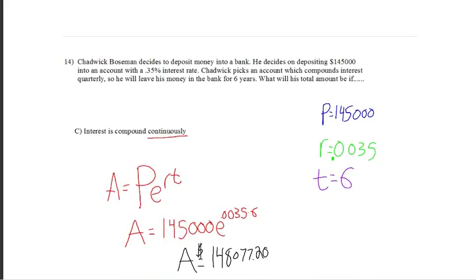And last but not least, Mr. Boseman compounds interest continuously. Continuously is the only time you will be using the PERT formula, folks. P e to the rt power. Principal is the amount of money you deposit. E is the number on your calculator. We've talked about that. That is Euler's number. It is 2.71828 and all that fun stuff. It is also located near the LN button on most of your calculators. It'll be like an e to the x, a tiny little lowercase e, or just an e in general. You type in 0.0035 times 6 for t is 6. There's my t. There's my r. Here we go. The only time you use this formula is when the word continuously is used.